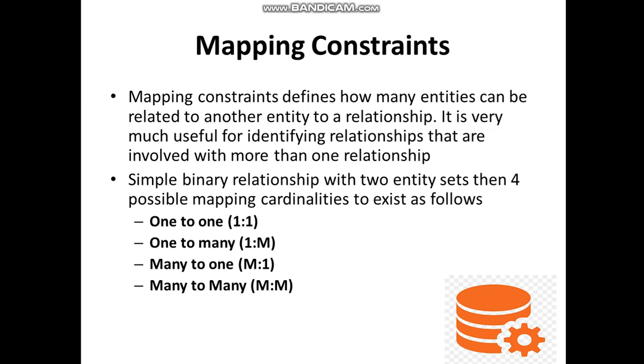Next is mapping constraint. Mapping constraint defines how many entities can be related to another entity in a relationship. It is very useful for identifying relationships that involve more than one relationship. For a simple binary relationship with two entity sets, there are four possible mapping cardinalities: one to one, one to many, many to one, and many to many.